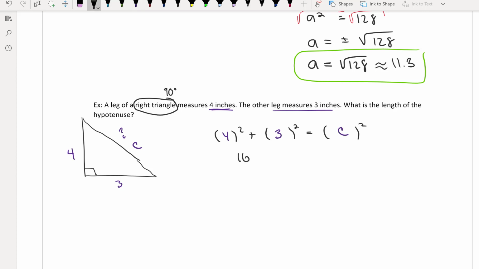So I'm going to have 16 plus 9 is equal to C squared. So that's going to give me 25 is equal to my C squared. And only because I am dealing with measurement, I'm only going to take the positive of this, so that 5 is equal to my C value. So I can say that my hypotenuse is going to equal 5 inches.